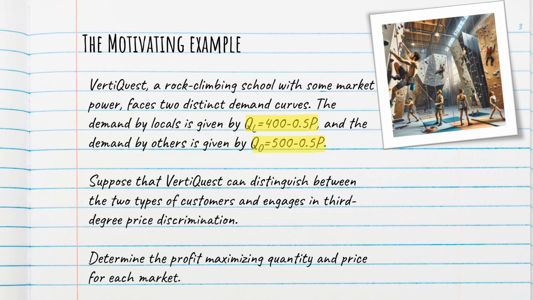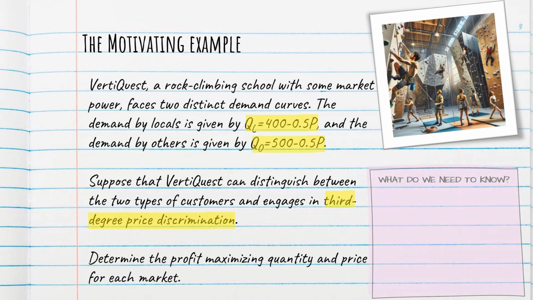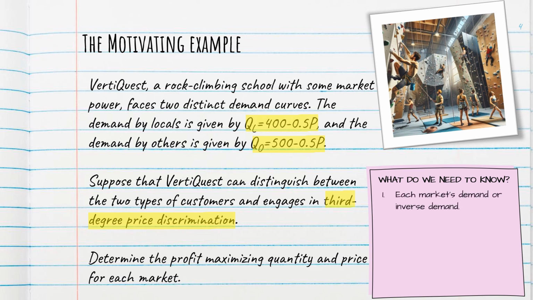Now let's suppose that VertiQuest can distinguish between the two types of customers and they choose to engage in third-degree price discrimination. Our goal is to determine the profit maximizing quantity and price for each market. So what do we need to know to solve this question? We need to know each market's demand or inverse demand curve, and we also need to know the firm's marginal cost function.